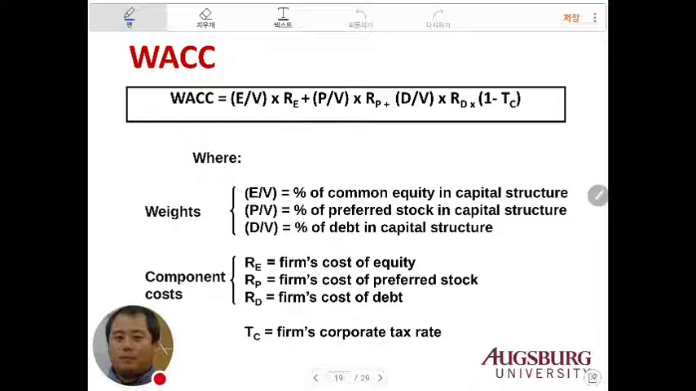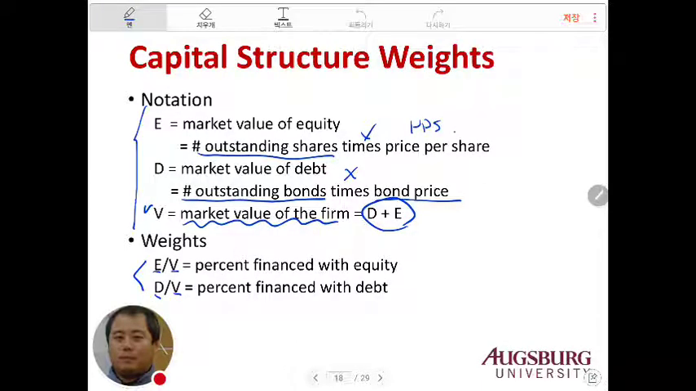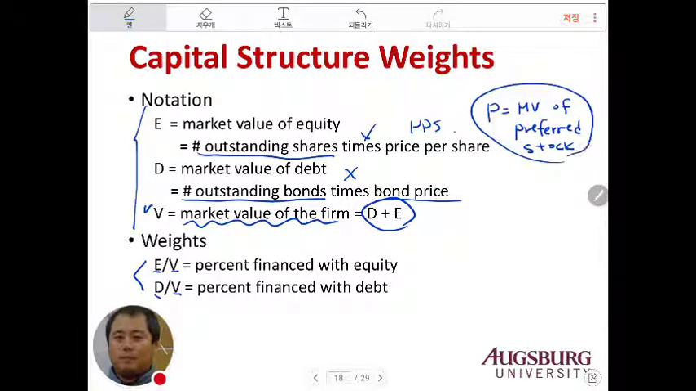Then here we have three factors. In fact, let's define one more, P, which is the market value of preferred stock. And then P divided by V is the percent financed with preferred stock.